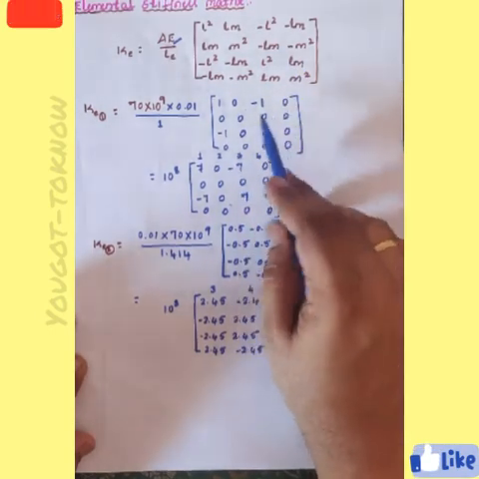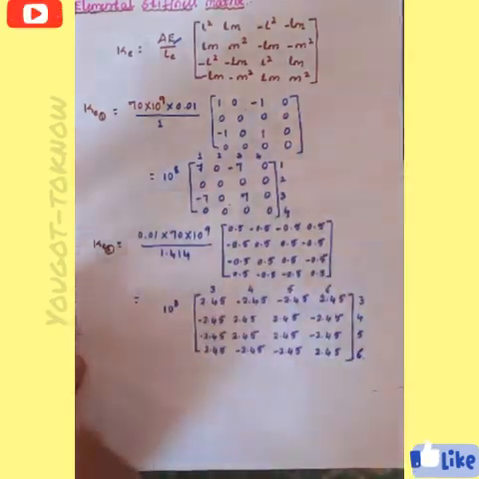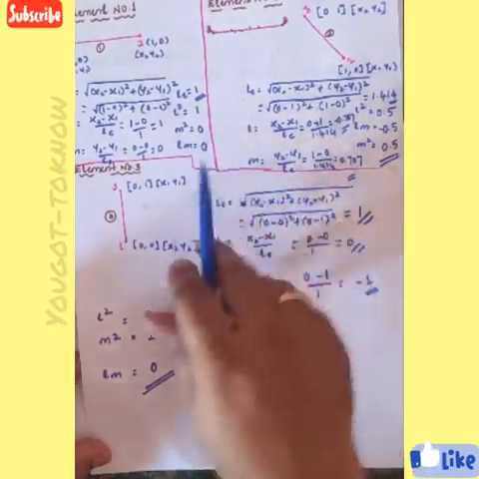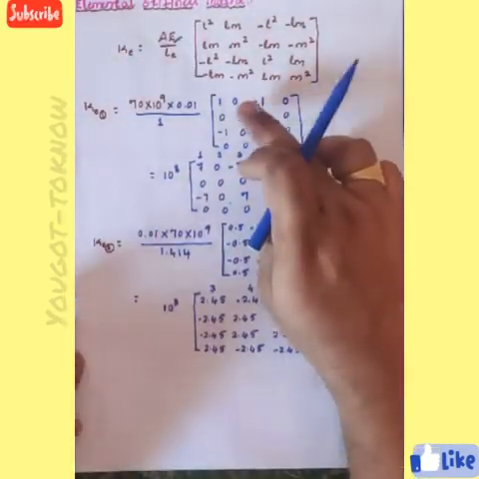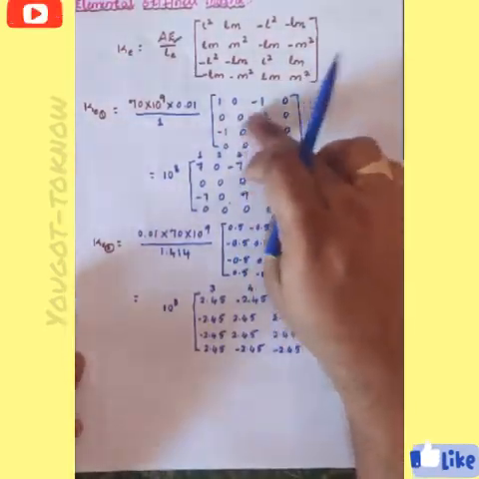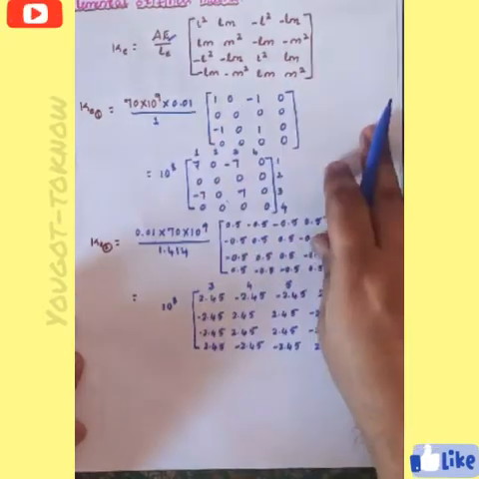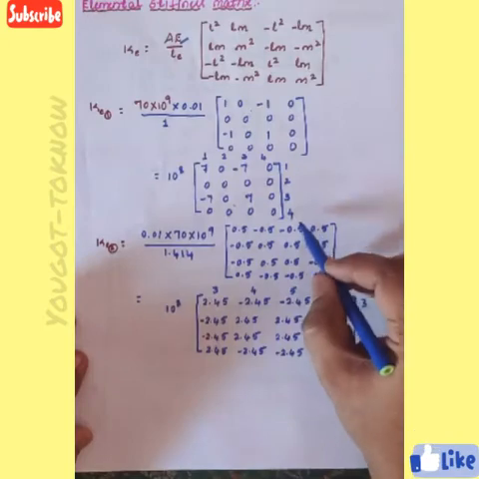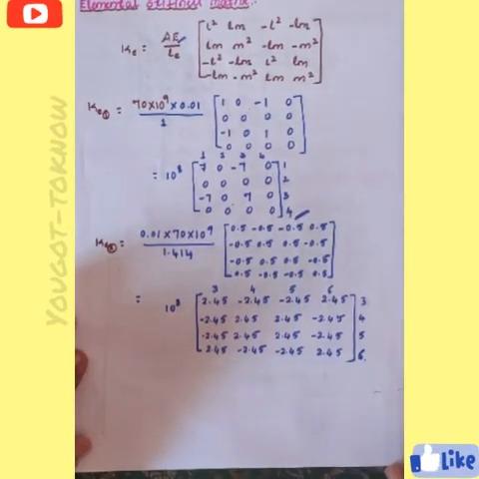Then substitute all the values here. L square, Lm, you already calculated. L square is 1, M square is 0, Lm is 0. That means 1, 0, 0, minus 1, 0, 0, 0. You can finish this. After this is calculated, you are going to get 10 power 8 common. Keep 10 power 8 common. Send the remaining values inside. This is your first elemental stiffness matrix.